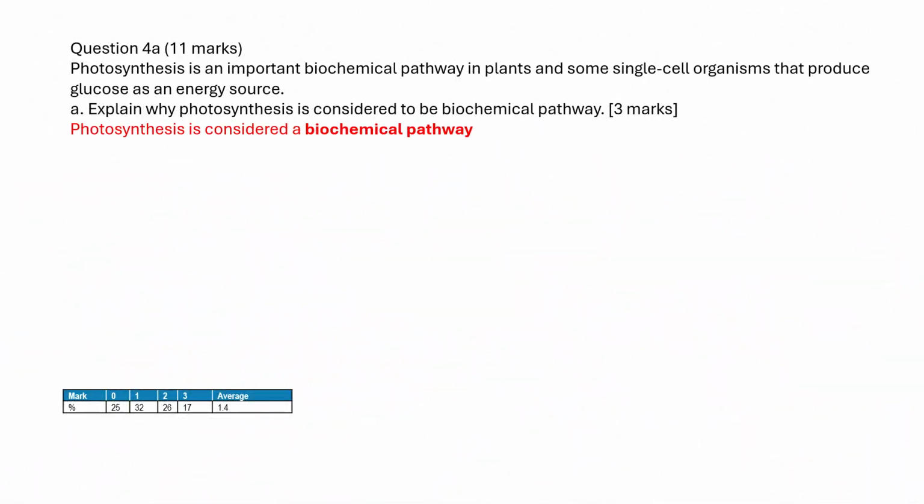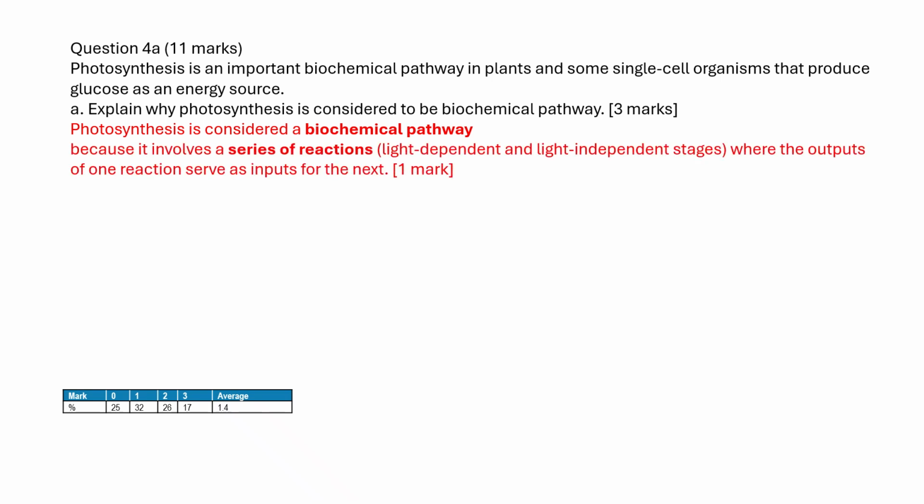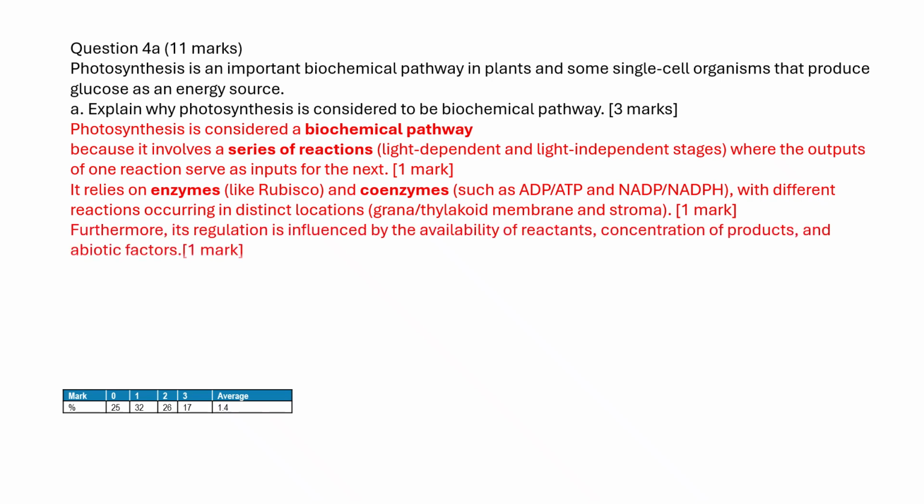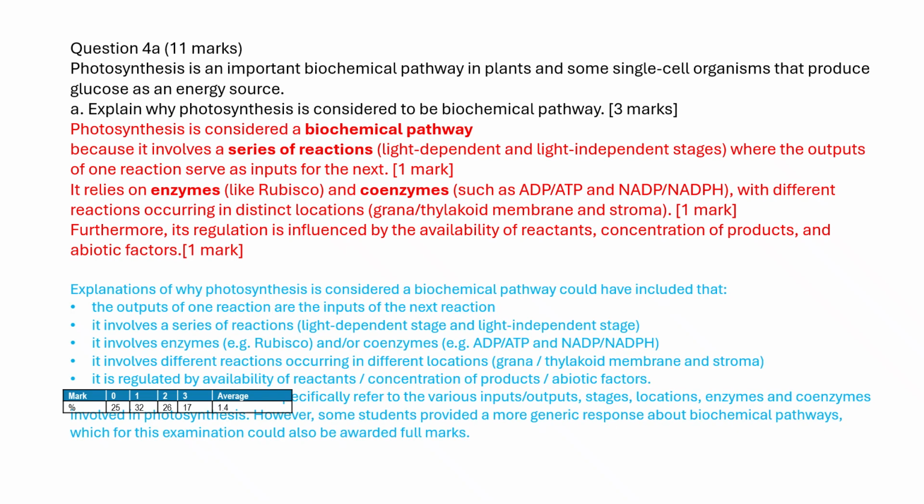Photosynthesis is considered a biochemical pathway because it involves a series of reactions, light-dependent and light-independent stages, where the outputs of one reaction serve as inputs for the next. It relies on enzymes, like rubisco, and coenzymes such as ADP, ATP, and NADP, NADPH, with different reactions occurring in distinct locations, grana-thylakoid membrane and stroma. Furthermore, its regulation is influenced by the availability of reactants, concentration of products, and abiotic factors.